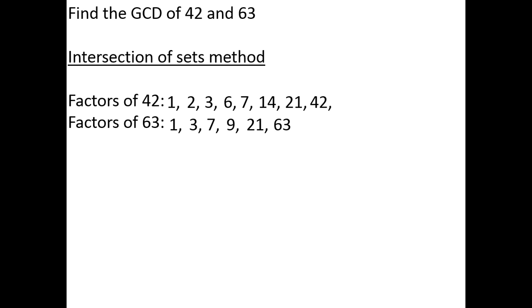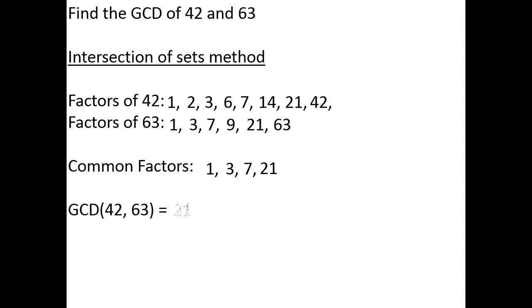So for the intersection of sets method, the larger the numbers get, the more difficult it gets to make sure that we haven't missed a factor. But it is possible to go about this methodically and to pair up your factors so that you don't miss any of them. All right, so that's our factors, that's our divisors. Now we want to know what these two sets have in common. So the numbers that we see in both lists are 1 and 3 and 7 and 21. Now, although those are all common factors, we want the greatest one. So the greatest common factor, the largest number in that list, is 21. 21 is the largest number that divides into both 42 and 63 without a remainder.